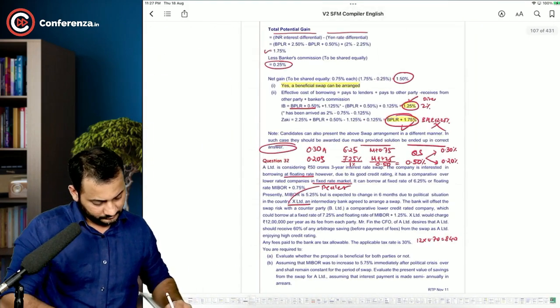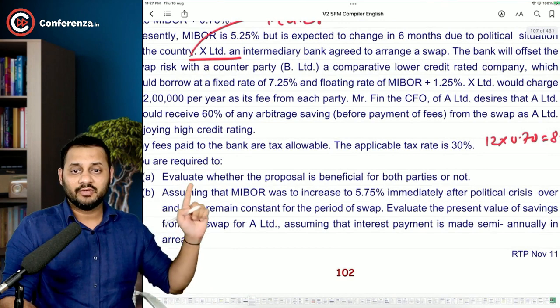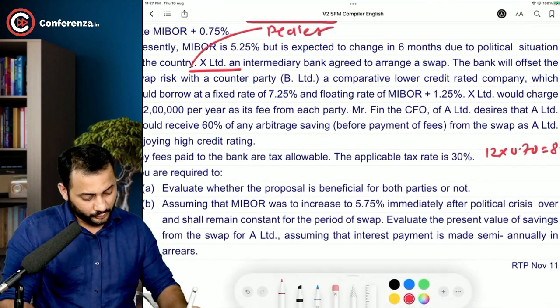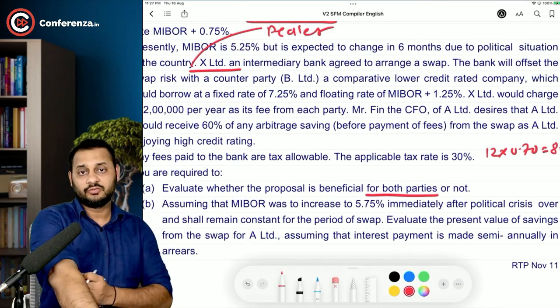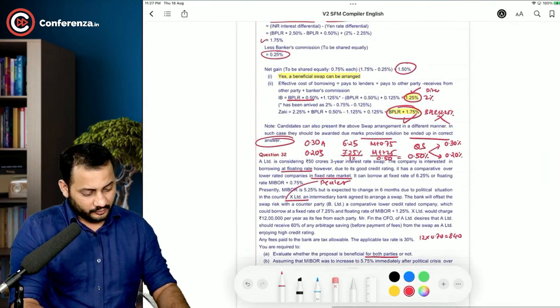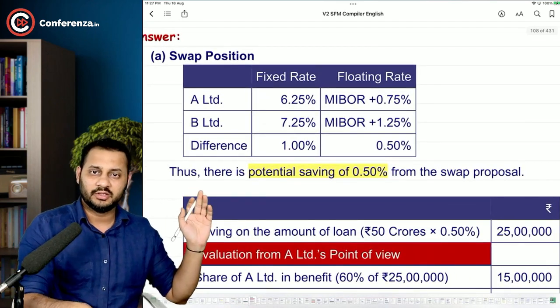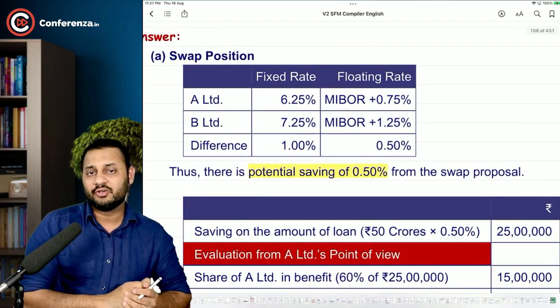Then, assuming that MIBOR was to increase, evaluate whether the proposal is beneficial for both the parties or not. So we have to evaluate. It is not beneficial because of one reason. Prima facie, it seems that the swapping is possible, but it is not beneficial because of some other reason.